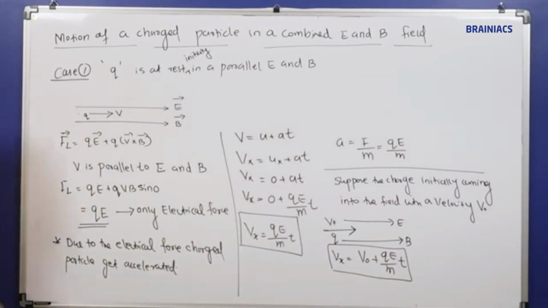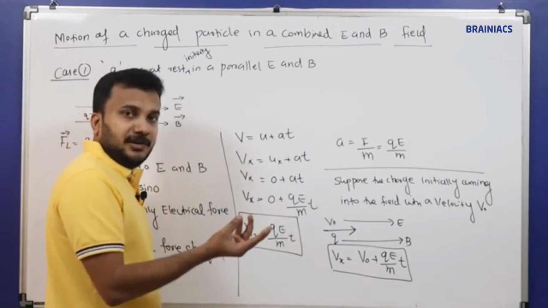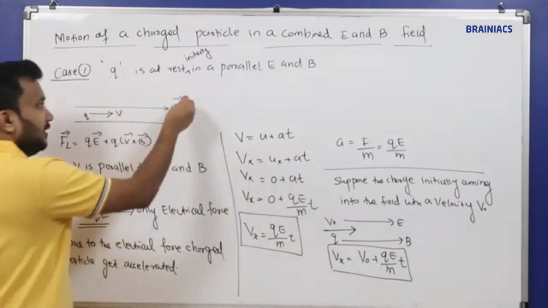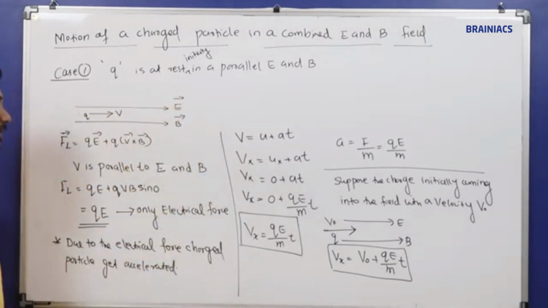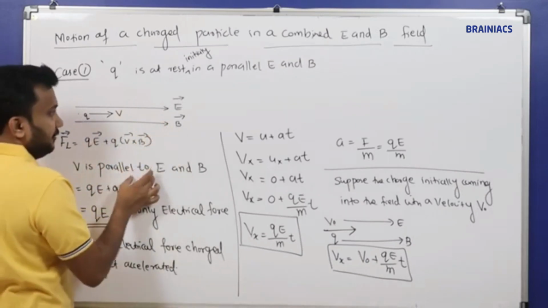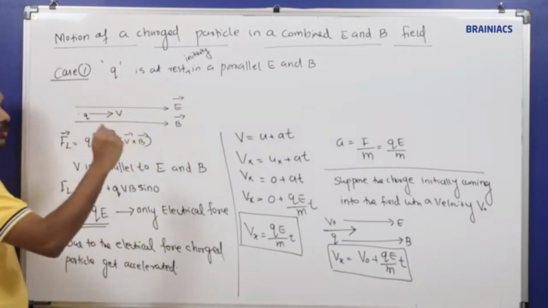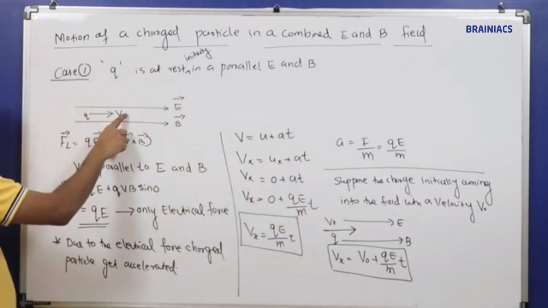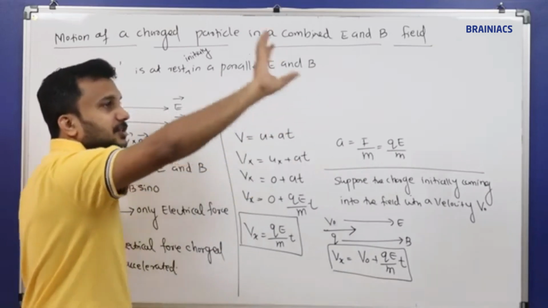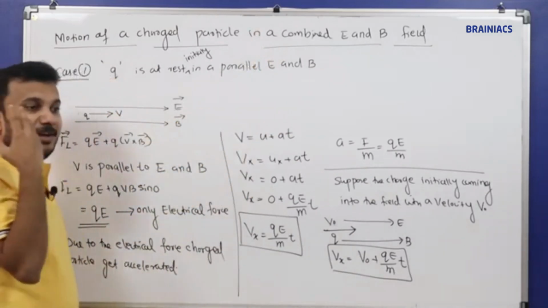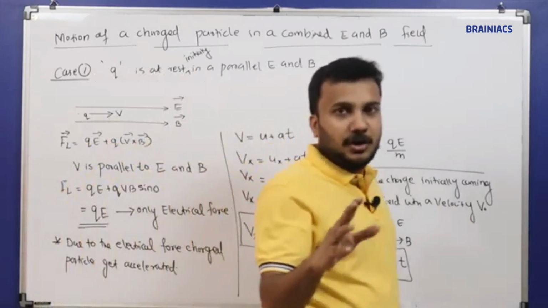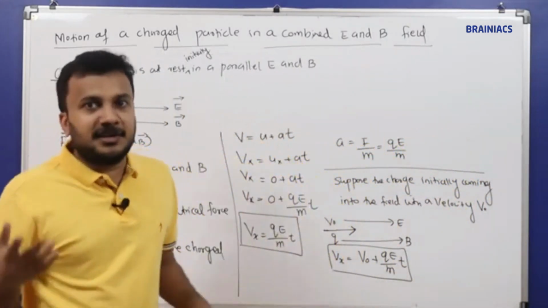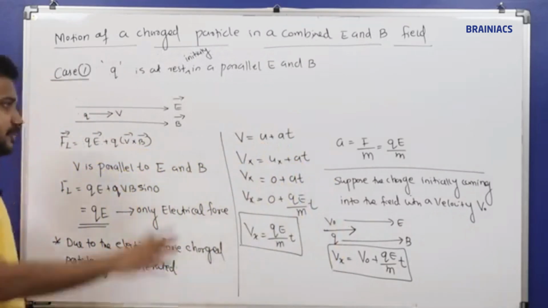Suppose the charge is initially moving into the field. Into the field means how many fields do we have? Two fields we have, right? Electric field and magnetic field. When velocity is parallel to the magnetic field, the angle between V and B equals 0. So there is no magnetic force, only electrical force. So due to the electrical force, the electrons will start to move. The magnetic field is a waste. It is not contributing to any force because V and B are parallel. It has no influence in this context.